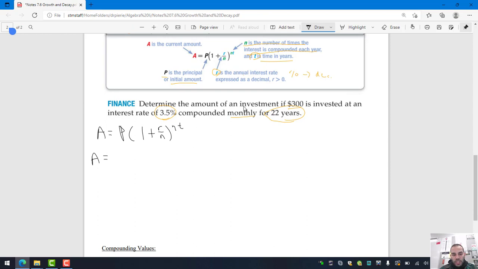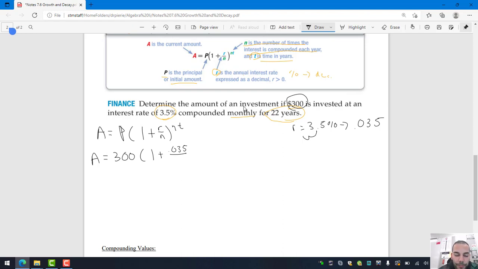P represents your principal amount or initial amount. What was the initial amount you invested into the bank? It says right here that you start off with a $300 investment. P is going to be equal to 300. I'm always going to have a 1. I'm always going to have a plus. R still represents your rate. The rate they're telling you was 3.5%. You cannot plug in 3.5 for R. You have to convert this to a decimal. You have to move the decimal 2 places to the left, 0.035. I'll plug in 0.035 for R, pretty small number.